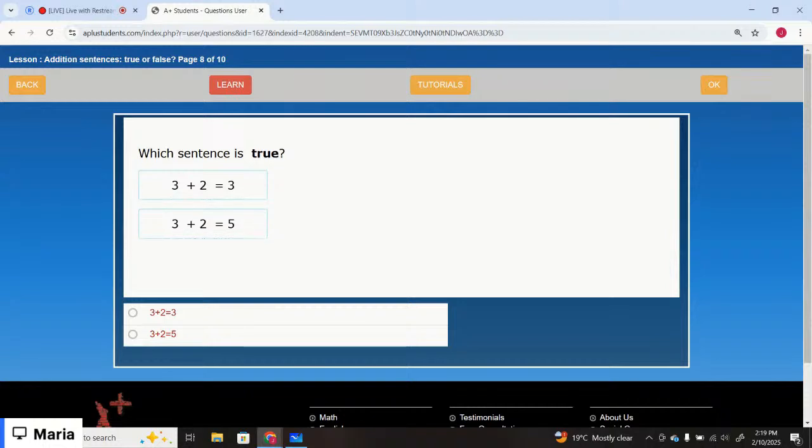Which sentence is true? 3 plus 2 equals 3, or 3 plus 2 equals 5? Which is the correct option? Option number 2 is the correct option, that is 3 plus 2 equals 5.